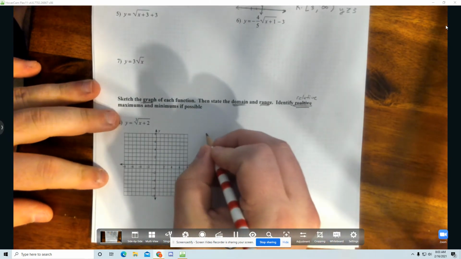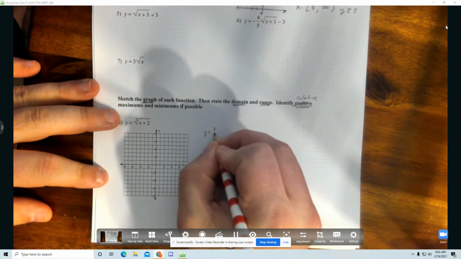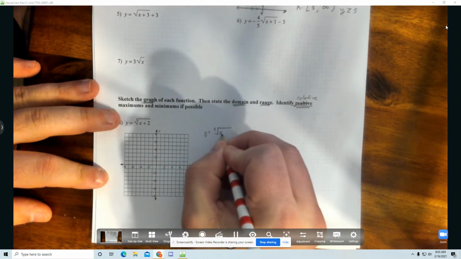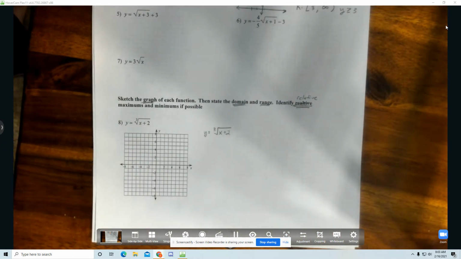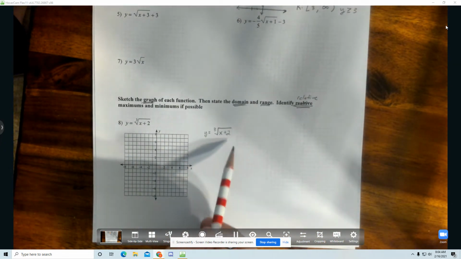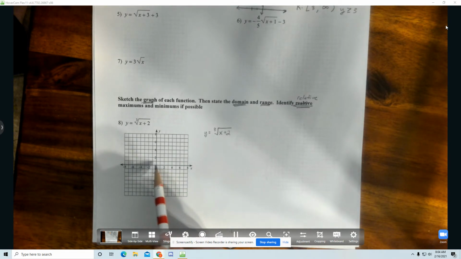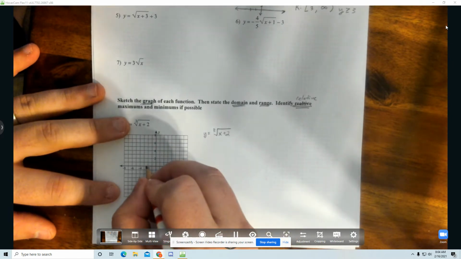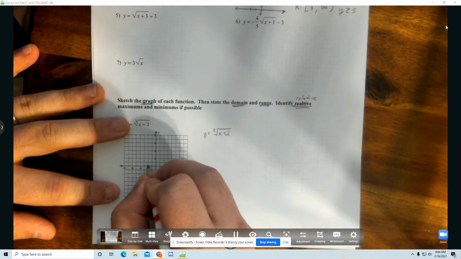So let's say we have y equals the cube root of x plus 2. Well, I know from some of the things that Mr. Sims has taught me that this plus 2 on the inside shifts this graph to the left 2. Shifts it to the left 2, and would move it right about there.